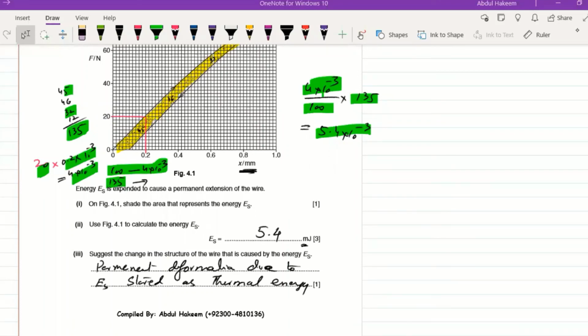Suggest the change in the structure of the wire that is caused by the energy ES. Permanent deformation is due to stored energy as thermal energy, which increases the molecular spacing. Permanent deformation. And also increases the amplitude of the vibration of the solid.